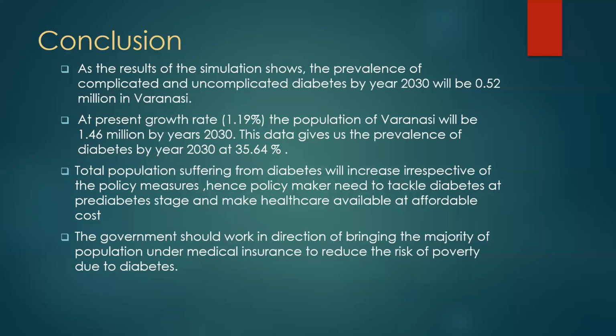Again, the thing is government spending is measured, then they can go for only pre-diabetes stage, and later they can leave it for private players. The government should work in direction of bringing the majority of population under medical insurance. That was one finding we actually got, to reduce the risk of poverty due to diabetes.